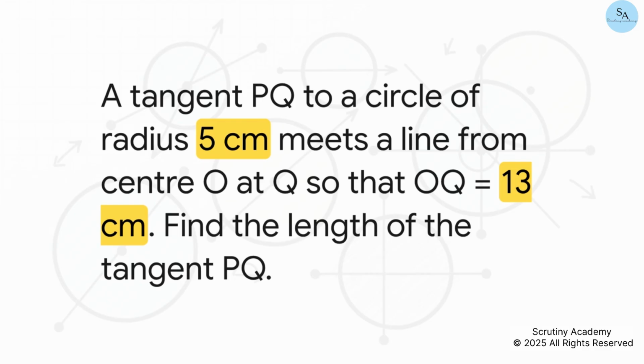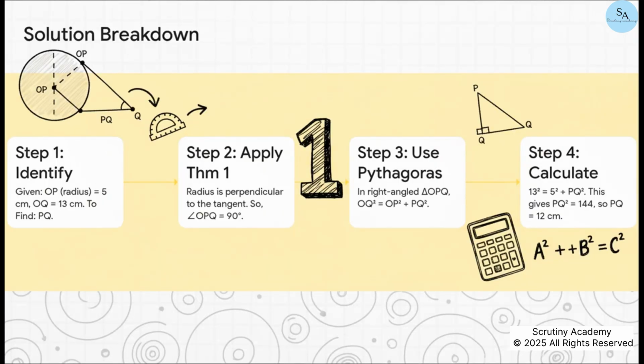Our job is to find the length of the tangent, PQ. So what do you think? Which theorem is screaming out to be used here? Let's walk through it. First up, we know the radius, OP, has to be perpendicular to the tangent, PQ. Why? Because of Theorem 1.